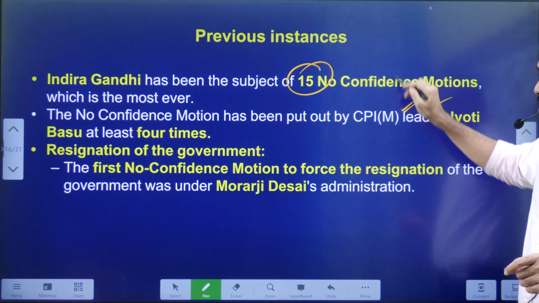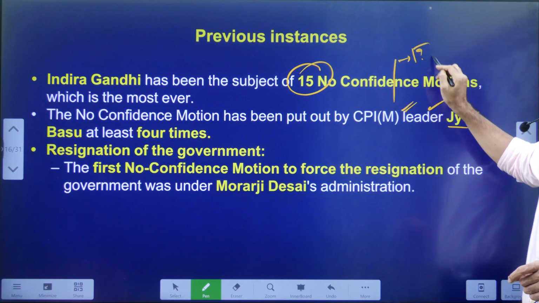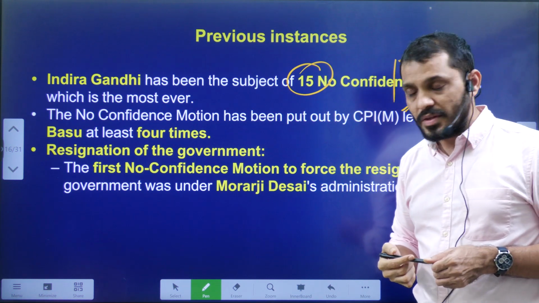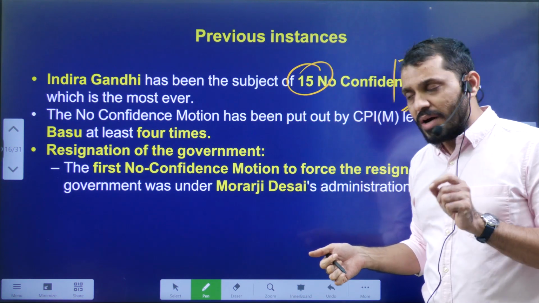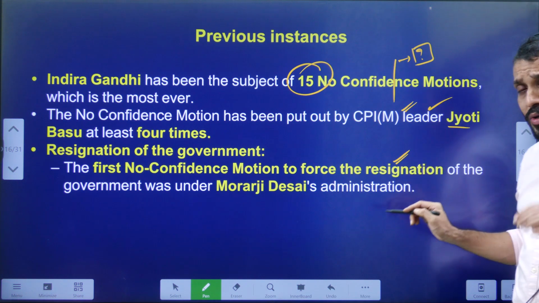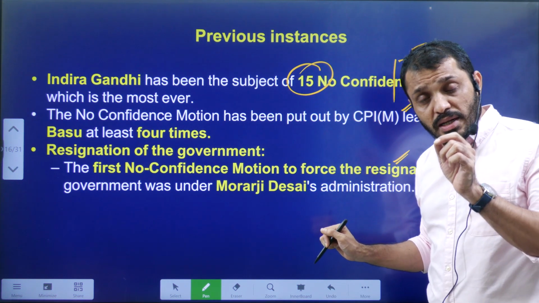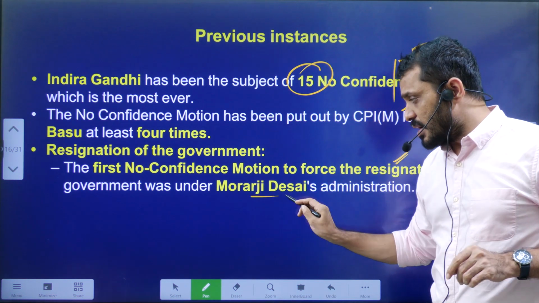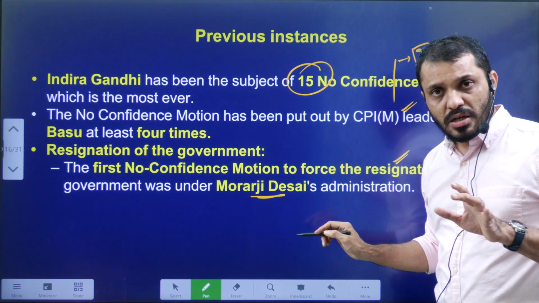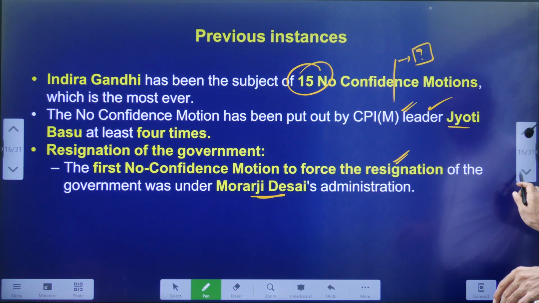Tell me students, how many national parties are there at the moment in India? Okay, so far the no confidence motion was able to dislodge, to remove, only the Morarji Desai government. Except that, no confidence motion never succeeded.